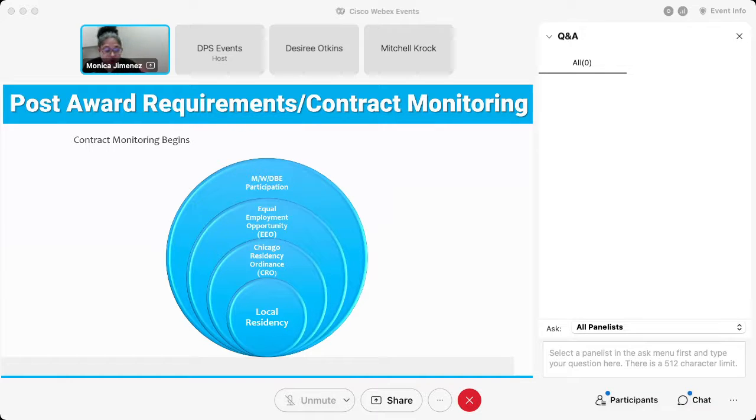We talk about the MBE/WBE participation in terms of the commitment that's been made. If it is a city-funded project and they committed to equal employment opportunity using minority women as laborers, journeyworkers, or apprentices, those commitments must be met. If not, damages will be assessed. If it is a city-funded construction project, then Chicago residency is required as well as local residency.